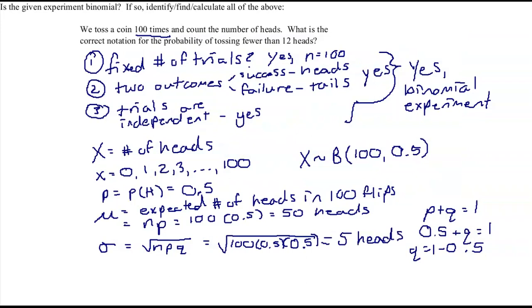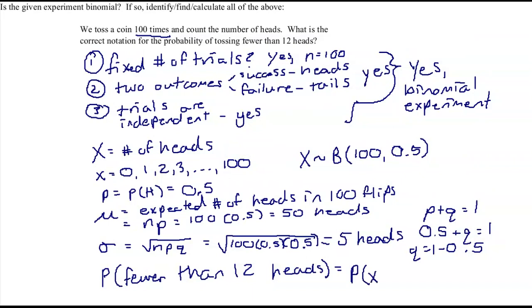So these are all of the bits and pieces we talked about on the last page. And now the last part is notation for the probability that we have, what was it? Fewer than 12 heads. And our notation for that is a capital P, a little x for values of our random variable, and we want values that are less than 12. So again, that will become important when we start playing around with how to use our calculator to make this happen.